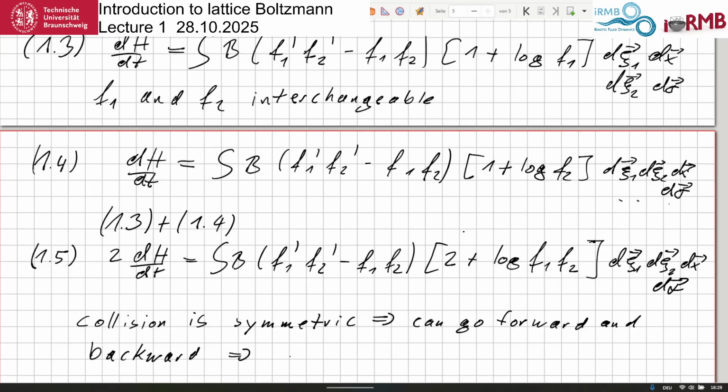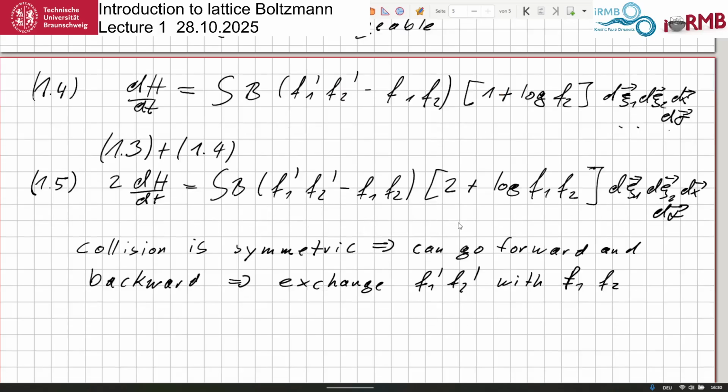Meaning what we are doing now is exchanging f1', f2' with f1 and f2. So, okay, this gives us 1.6.